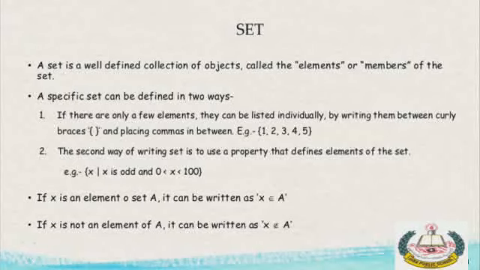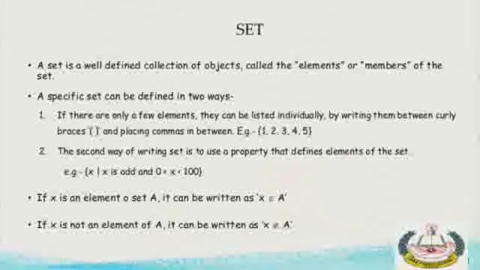A specific set can be defined in two ways. If there are only a few elements, they can be listed individually by writing them between curly brackets and placing commas in between. For example, 1, 2, 3, 4 and 5. Elements separated by commas and enclosed by brackets, this method is called tabular form.